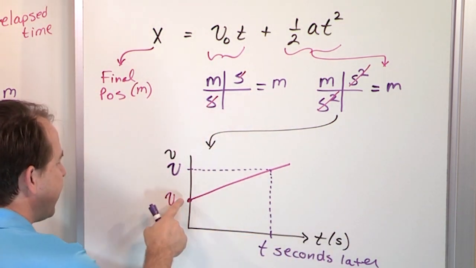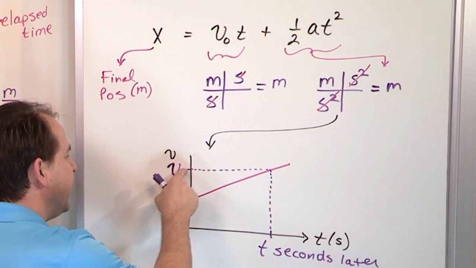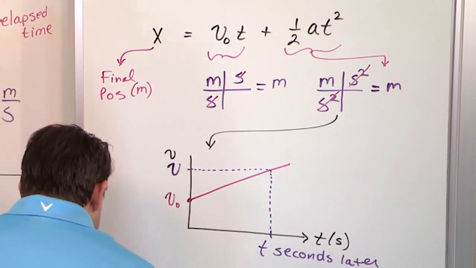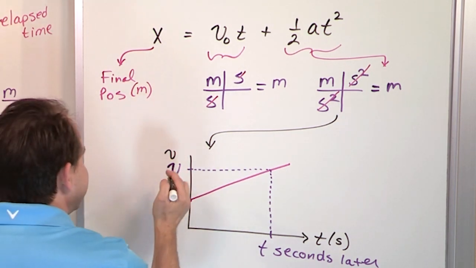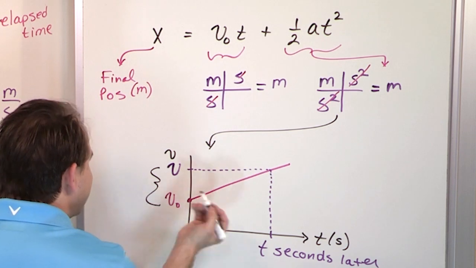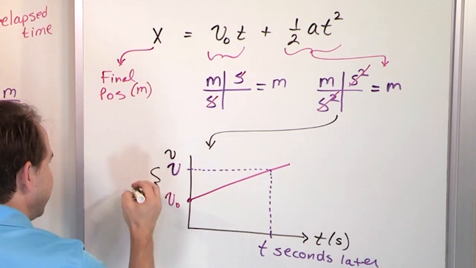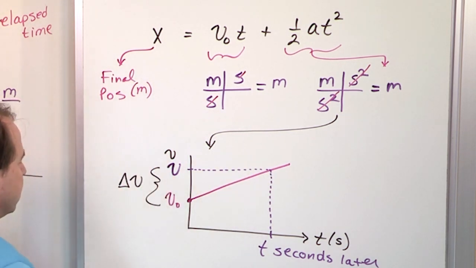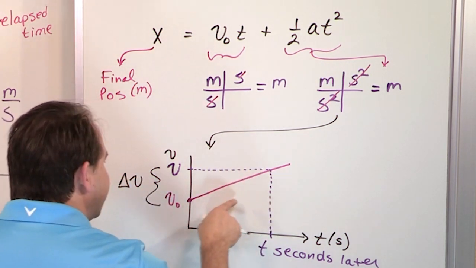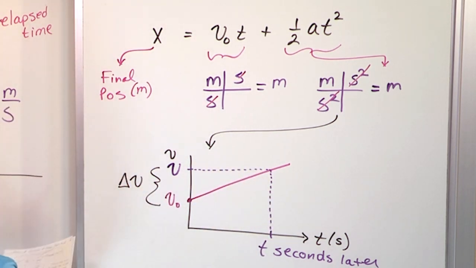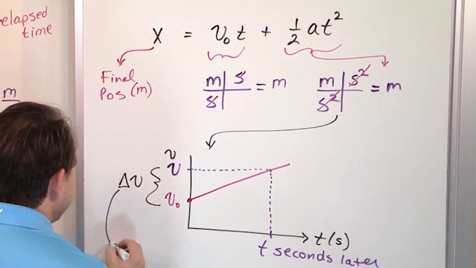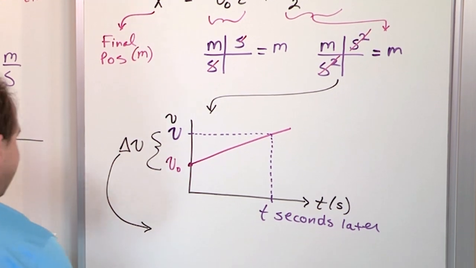Well, if you start off here and you end up here, then you've increased your velocity, right? Obviously. How much? Well, subtract this minus this, which we typically call delta V. So in this interval, I have gained a velocity. How much have I gained? In this interval, how much velocity have I actually gained?